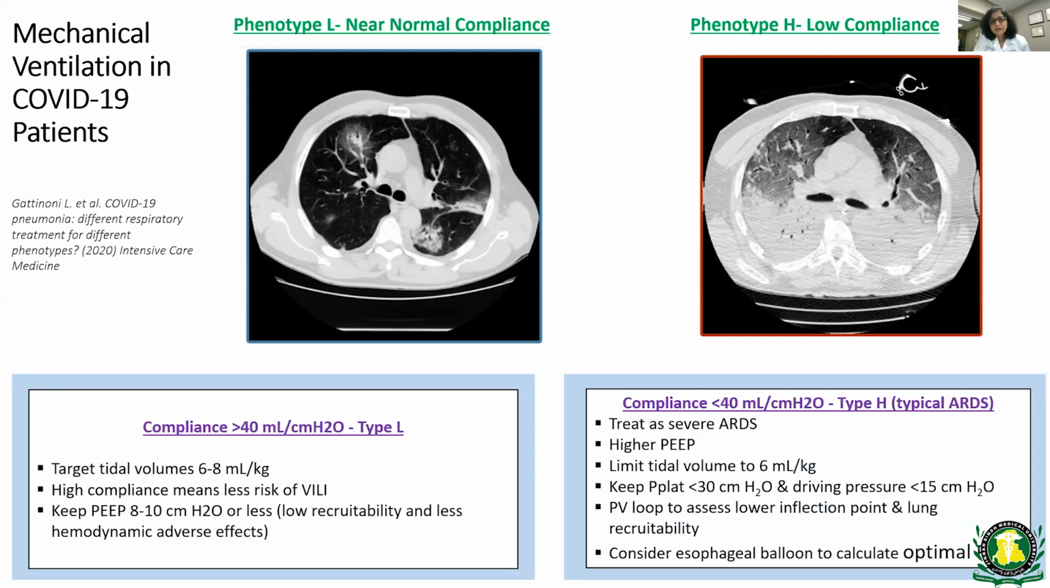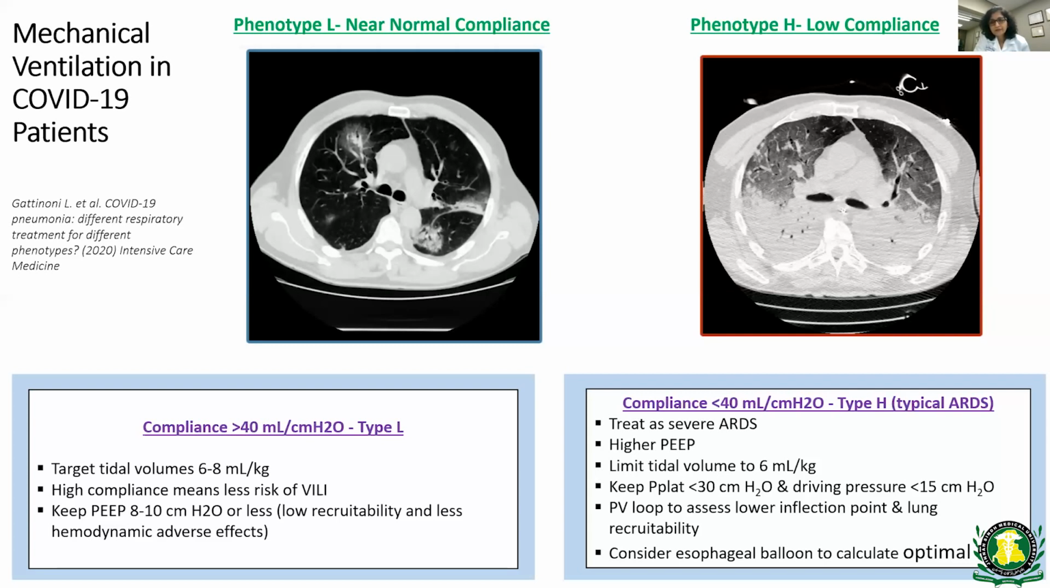For the H phenotype, the compliance is usually less than 40. You would treat these patients like severe ARDS with higher PEEPs, limit the tidal volume to 6 mLs per kg, keep the plateau pressure less than 30 centimeters of water, and the driving pressure less than 15 centimeters of water. Conduct a PV loop to assess the lower inflection point and lung recruitability, and consider an esophageal balloon to calculate optimal PEEP.